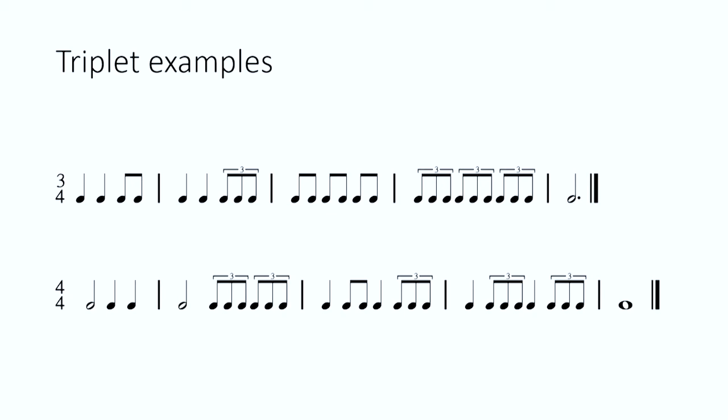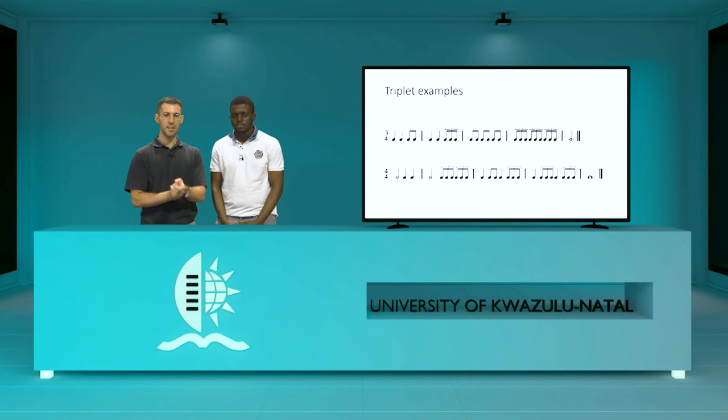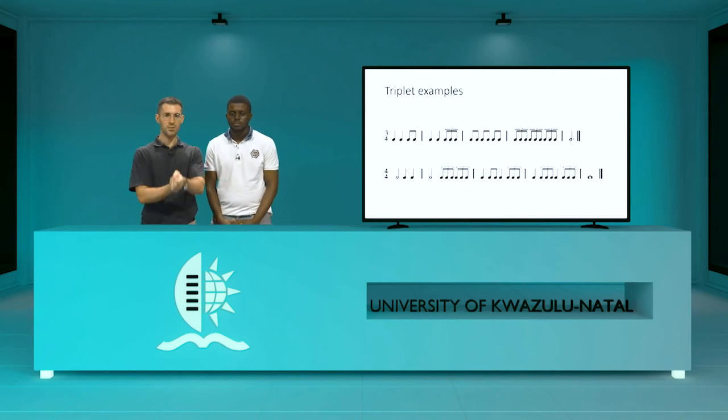If you look at the second example now in 4/4 time, that's also simple time, 4 crotchets in a bar, we have a similar set of notes. This is what it sounds like. 1, 2, 3, 4. Again, when you see the notes with a little 3 above them, it means do these 3 notes in the space of 2.